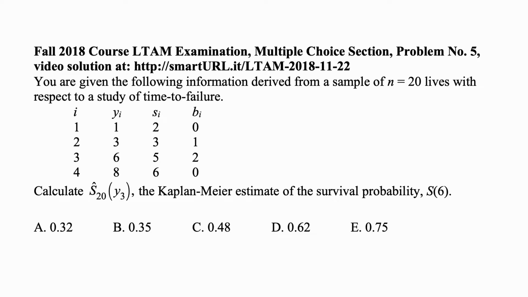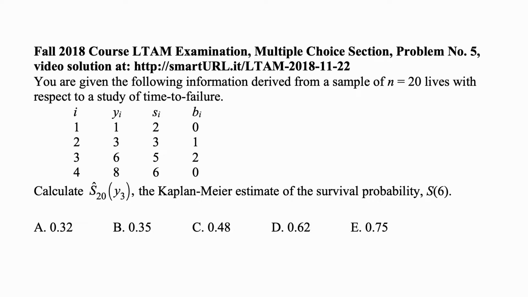And there are 4 instances where we have the data, so that's i equal to 1, 2, 3, 4. Yi corresponds to time when this happens, so 1, 3, 6, and 8. Si are observed numbers of the failure events, and Bi are any cases of censoring of data. And Si are 2, 3, 5, 6, and Bi are 0, 1, 2, 0.